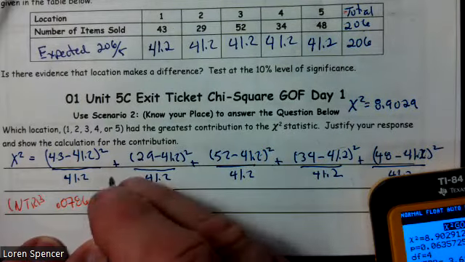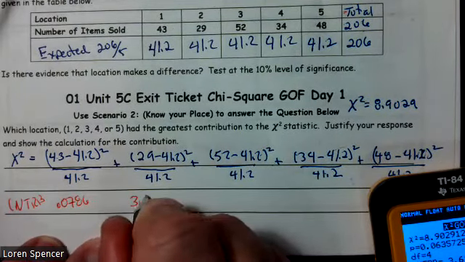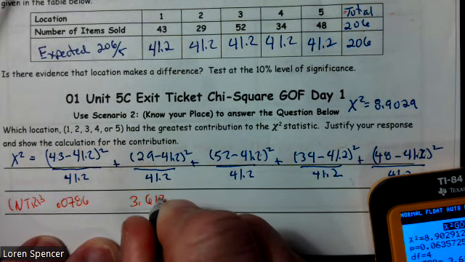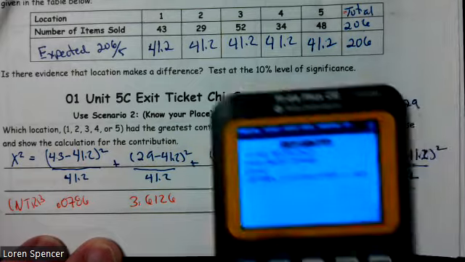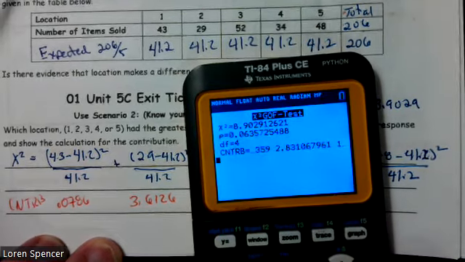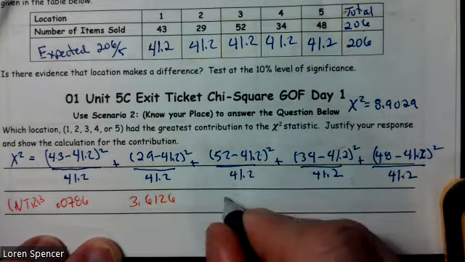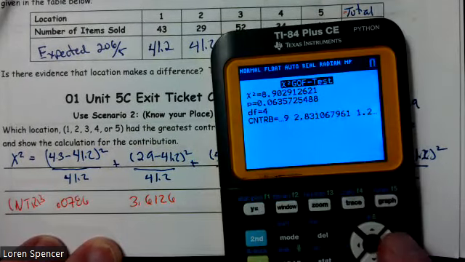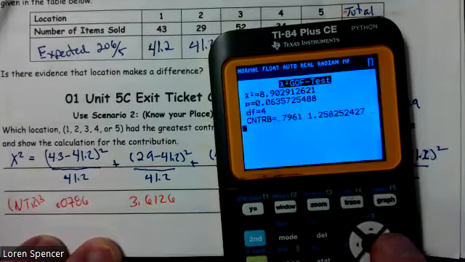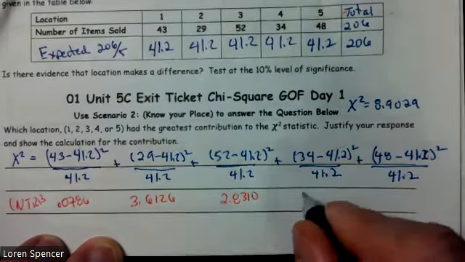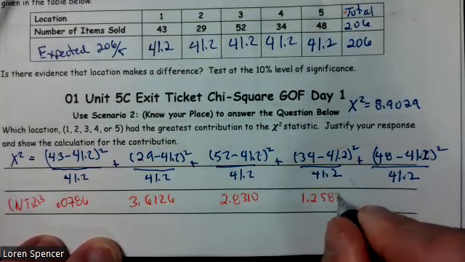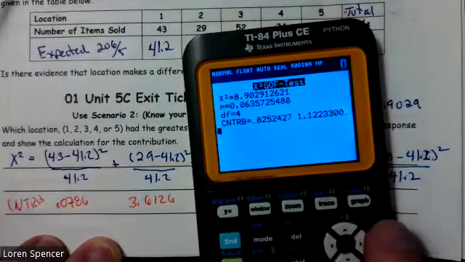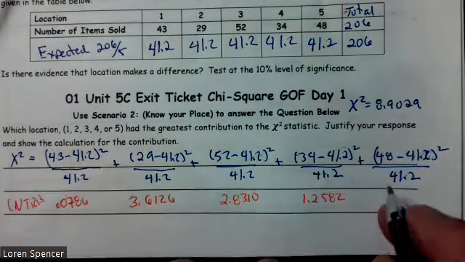The next one was 3.6126. The next one, 2.8310. Then we have a 1.2582. And lastly, we have a 1.1122.